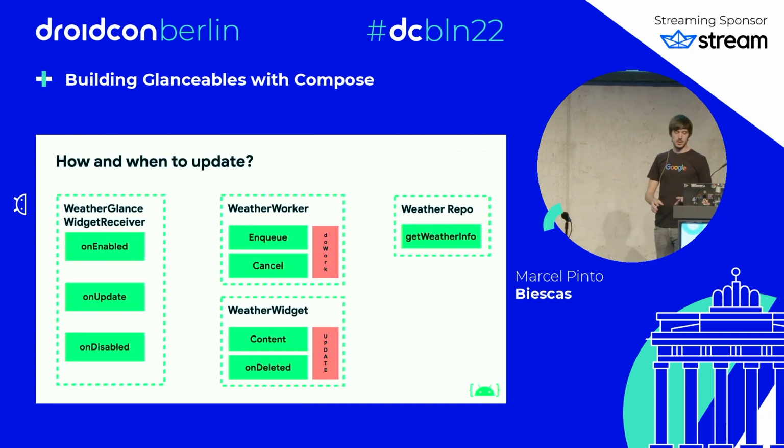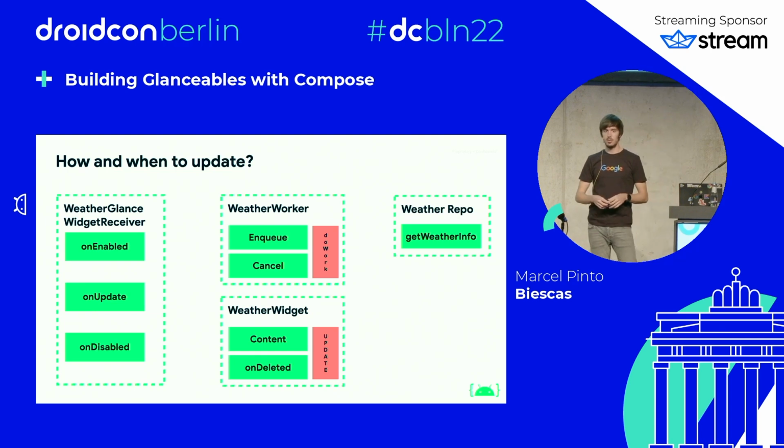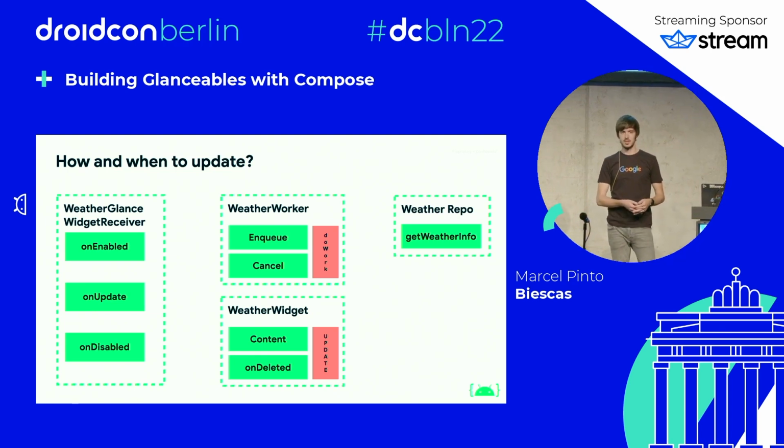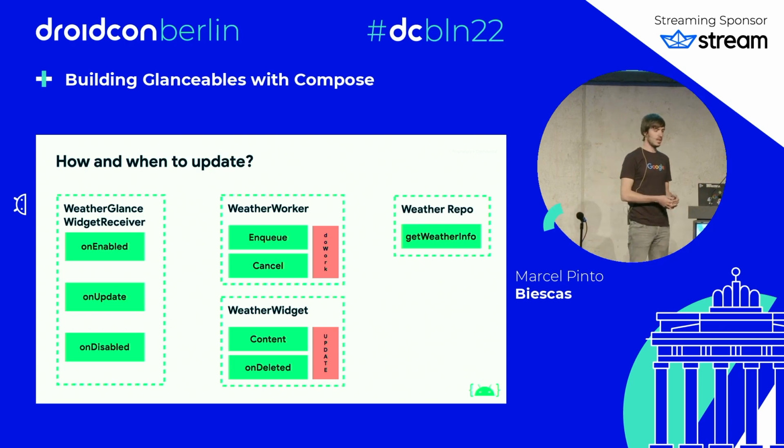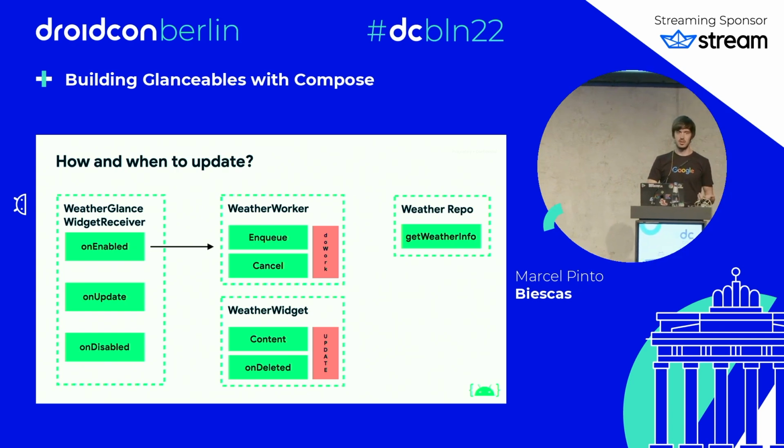All right, so now let's get back to our example and take a look at the different components. As I mentioned at the beginning, regardless of whether we have multiple instances of our widget placed on the home screen, they all share the same state. So for us, it's actually good enough to schedule our weather worker whenever the first instance of our widget is placed. So whenever onEnable is called, we will enqueue the worker.